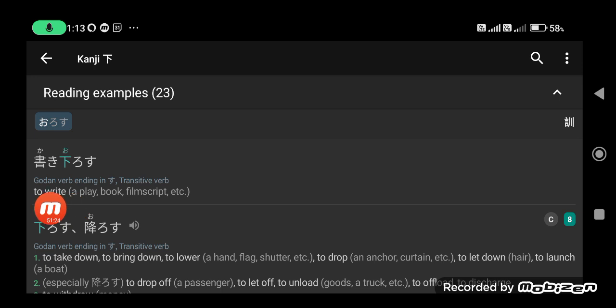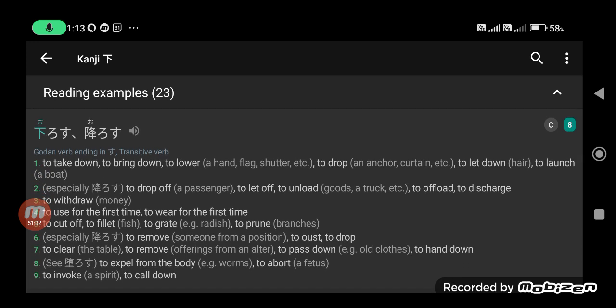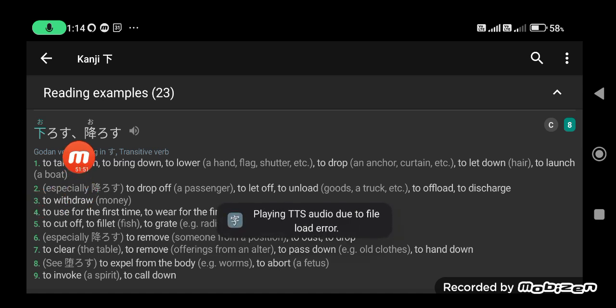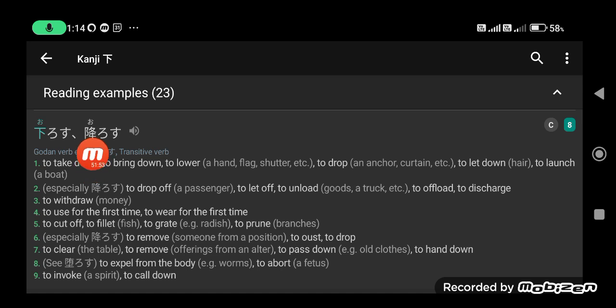Okay, kaki orosu means to write a manuscript. And then orosu means to take down, to bring down, to lower, to drop off, to let off, to unload, to offload, to discharge, to withdraw. This one is a ruigigo, same sound, similar meaning, but right now our subject kanji is this.